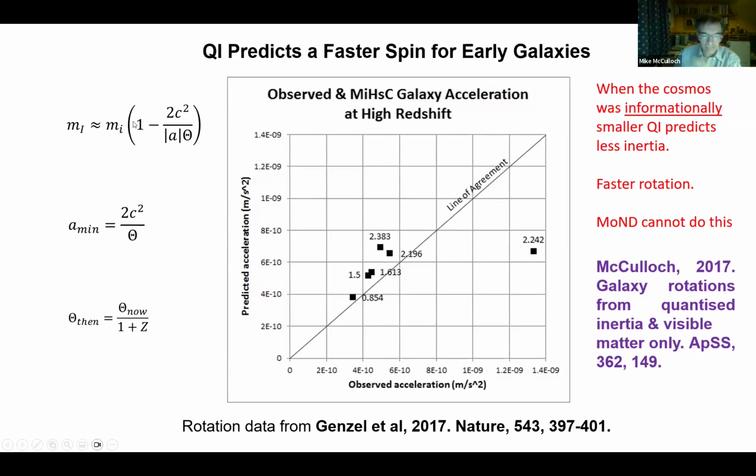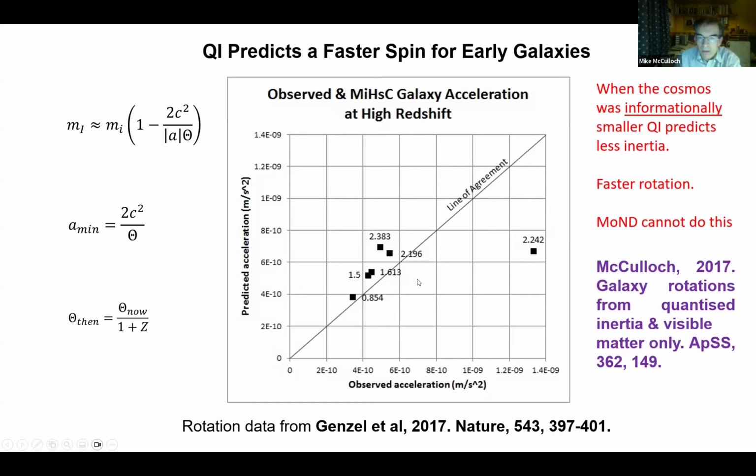Okay, so looking back at this same formula for the inertial mass, you may remember that I said that if you were able to reduce the cosmic scale, then what would happen is the inertial mass would reduce, and the centrifugal force would also be reduced. So one way to reduce this universe size is to look into the past, because in the past the universe was smaller, certainly informationally.